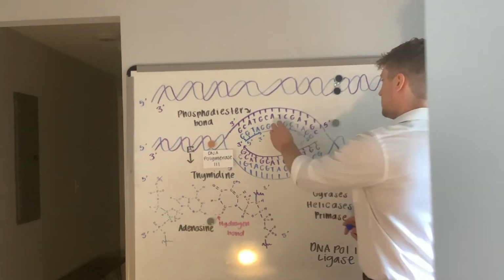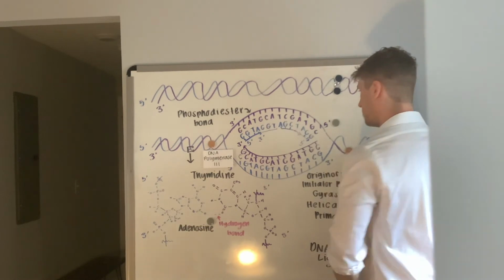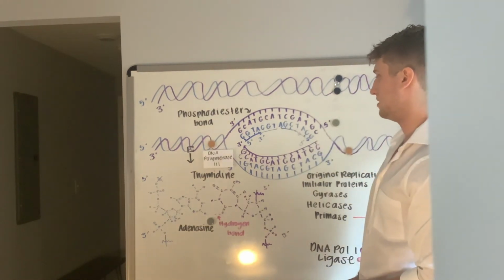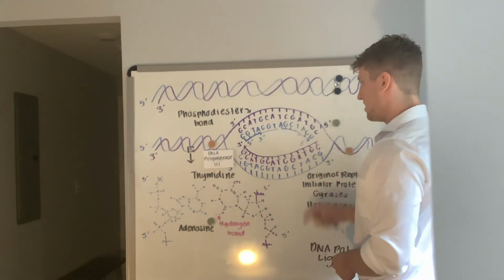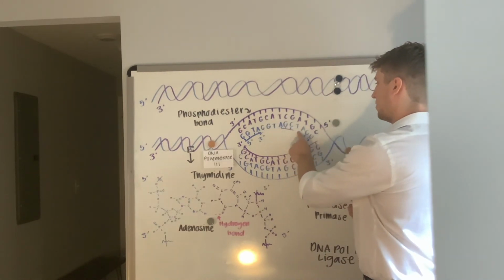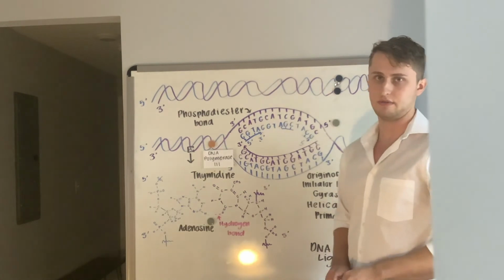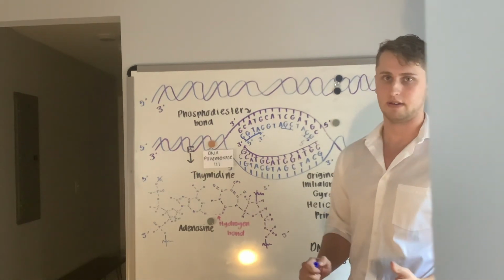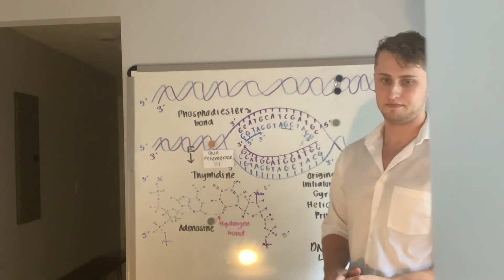So what would happen if DNA Pol 1 was not present in our replication? That would mean our RNA primer would not be removed, the gaps here would not be closed, and ligase could not do its job. So this would be catastrophic for DNA replication.